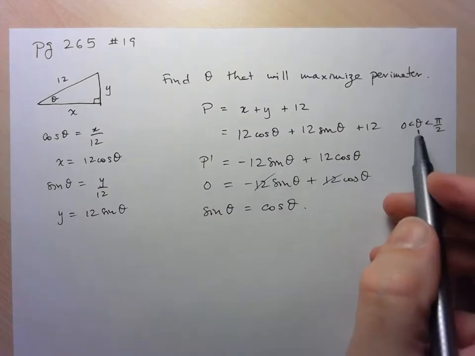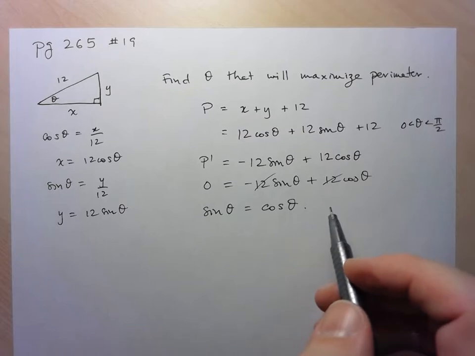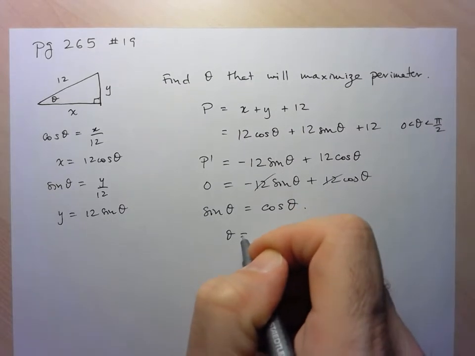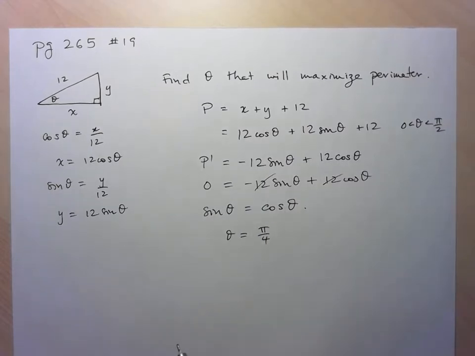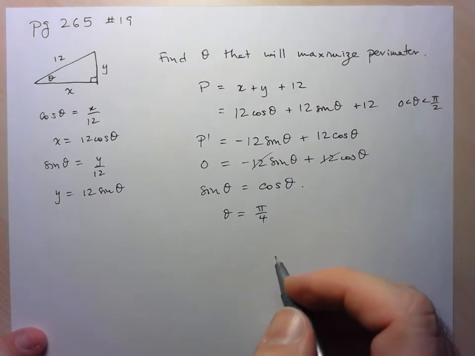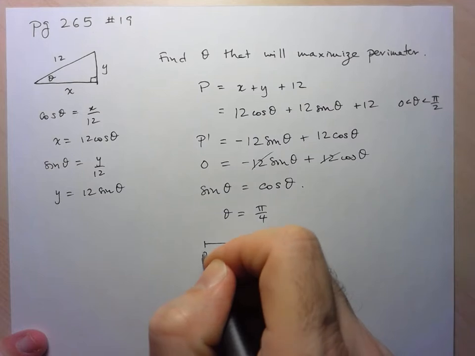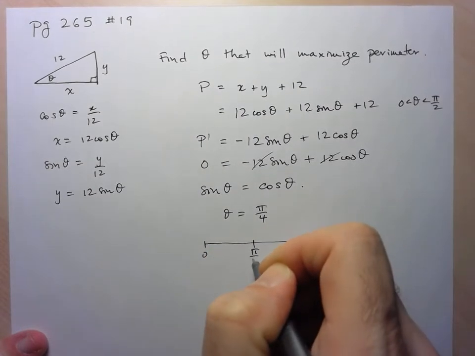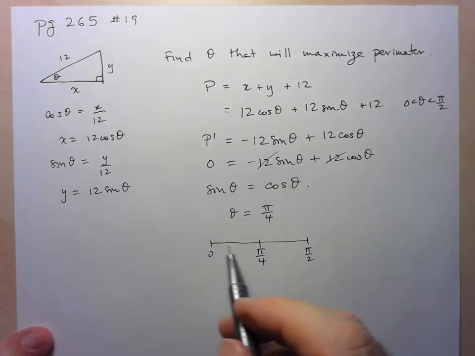Okay, and in particular, if we're only living in the domain from 0 to pi over 2, this occurs at pi over 4. So we know that theta equaling pi over 4 gives us the same value for both sine and cosine. Okay, so there's our critical number in our interval. Let's now test to see if that indeed gives us a maximum. So we know we're only interested from 0 to pi over 2, and so we've got pi over 4.